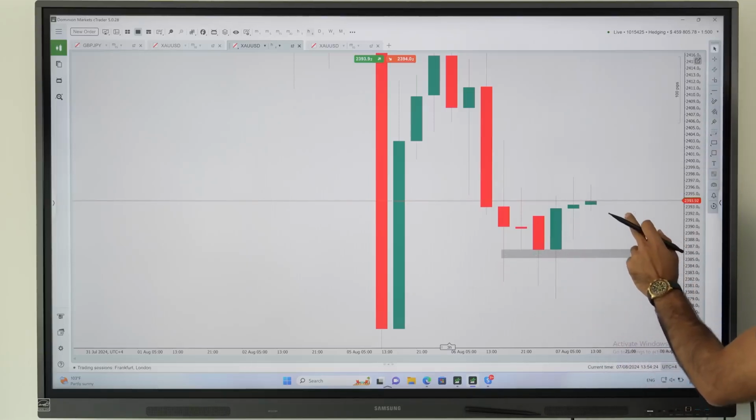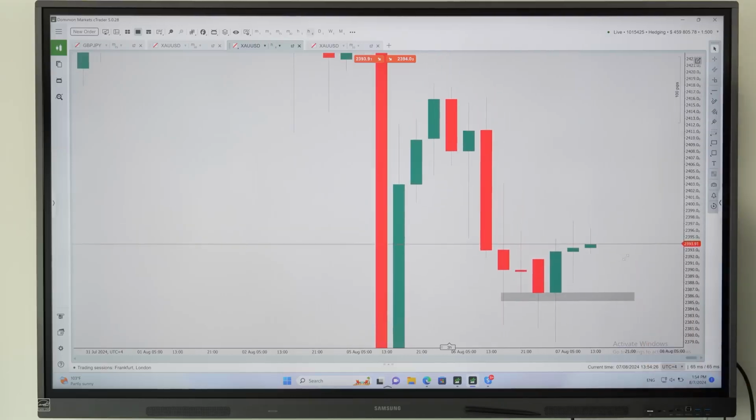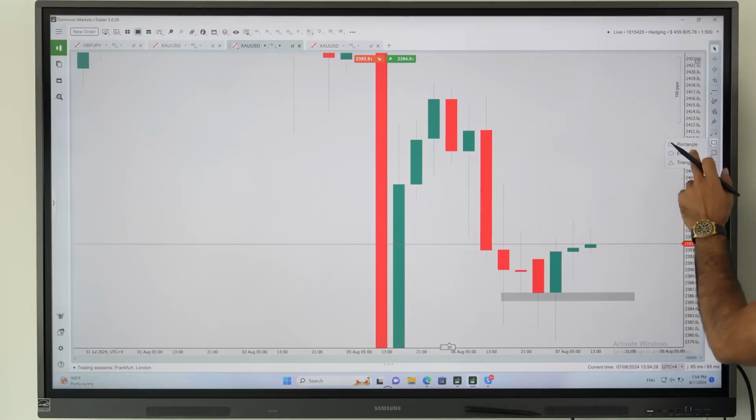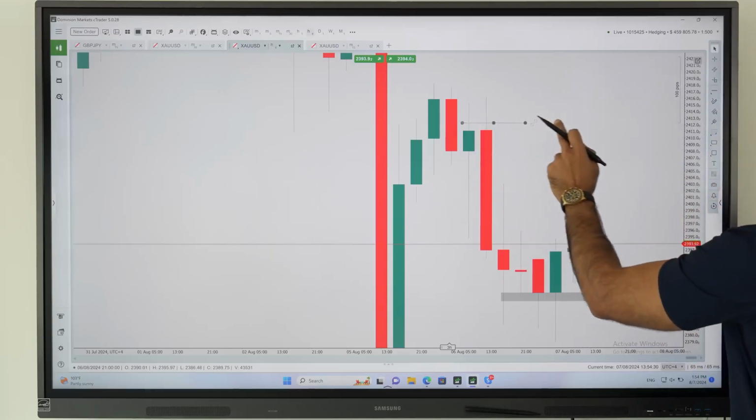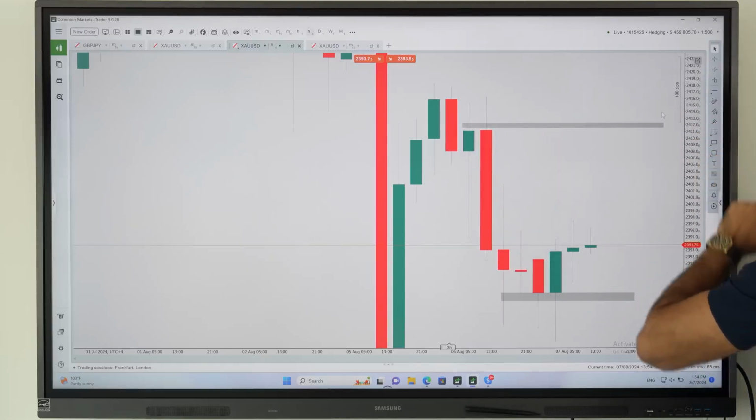Awesome. Now since we have a support, we have to establish some sort of a resistance. Now we can see that, okay, there's a resistance up over here on the 4-hour time frame, right?